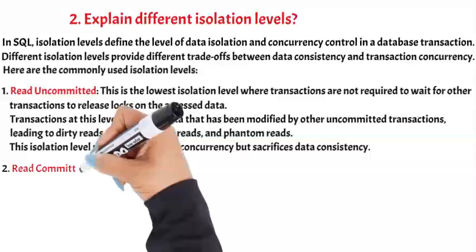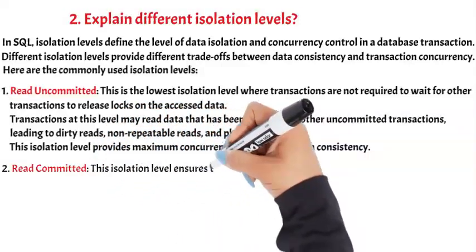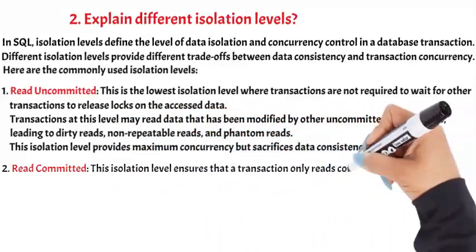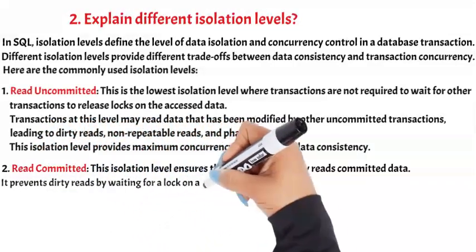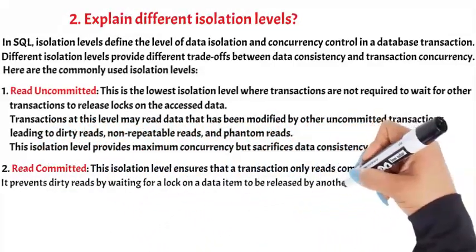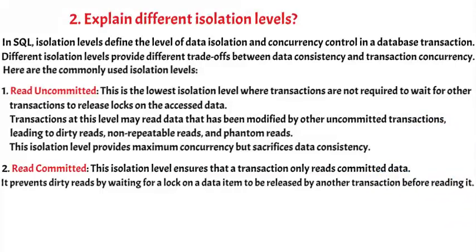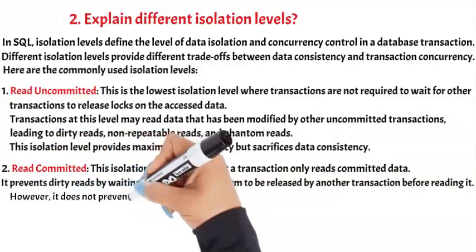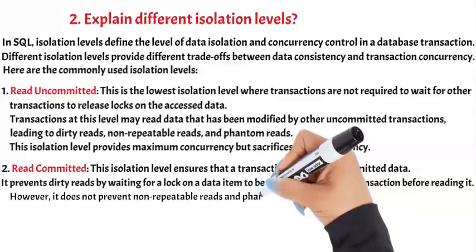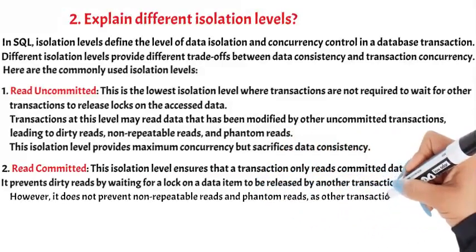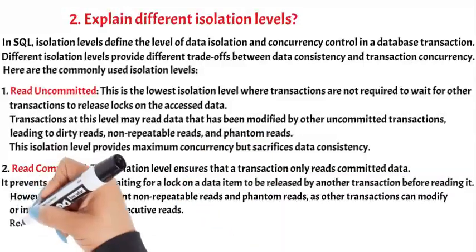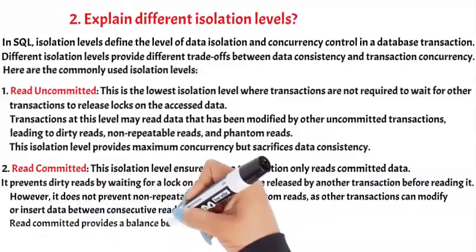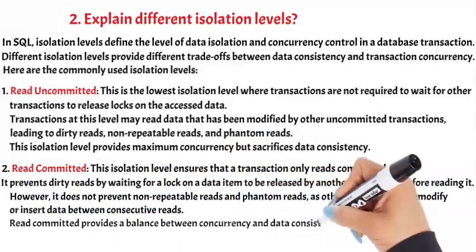2. Read committed. This isolation level ensures that a transaction only reads committed data. It prevents dirty reads by waiting for a lock on a data item to be released by another transaction before reading it. However, it does not prevent non-repeatable reads and phantom reads, as other transactions can modify or insert data between consecutive reads. Read committed provides a balance between concurrency and data consistency.